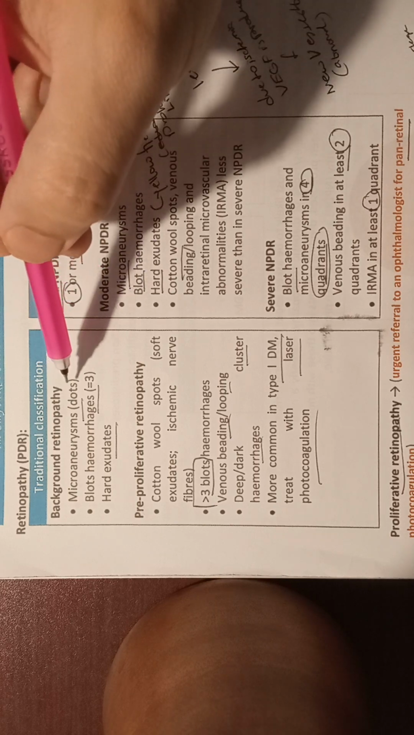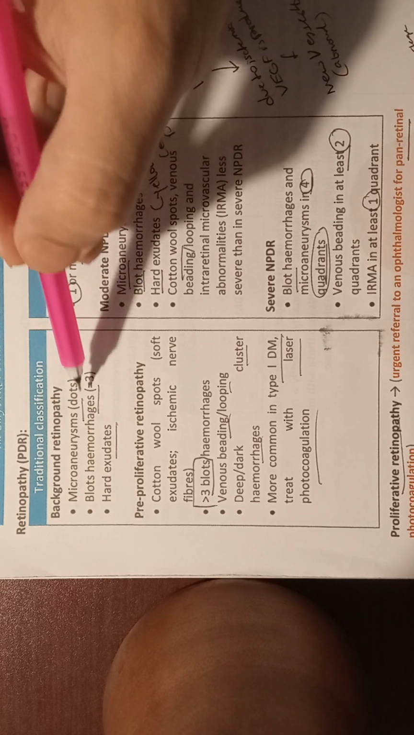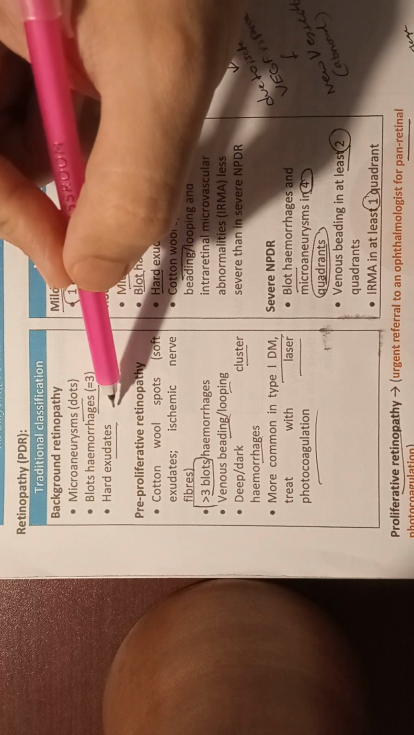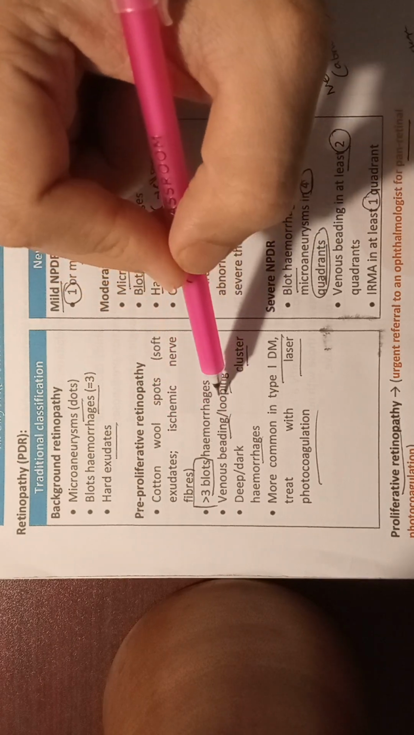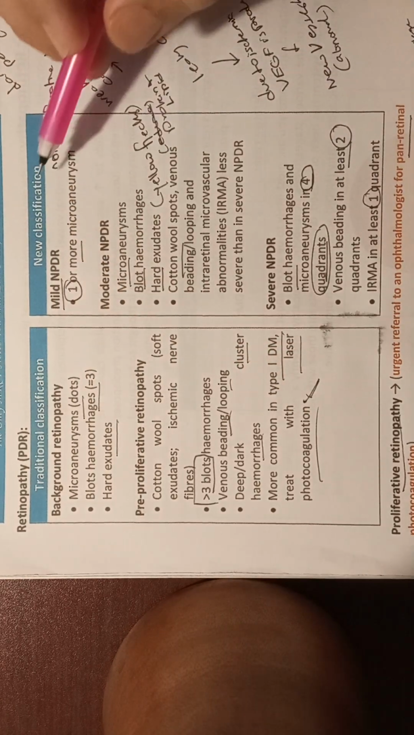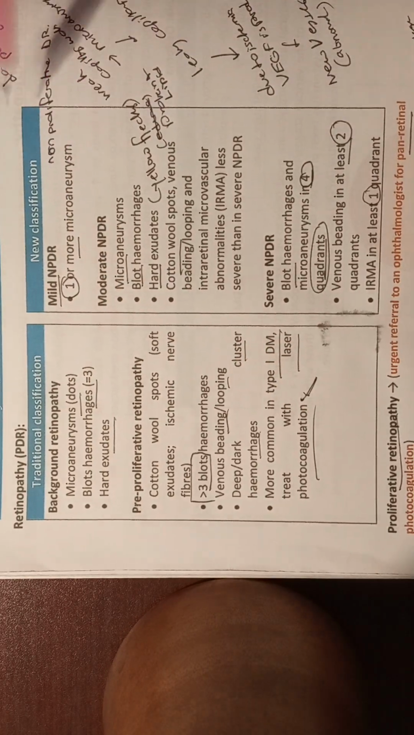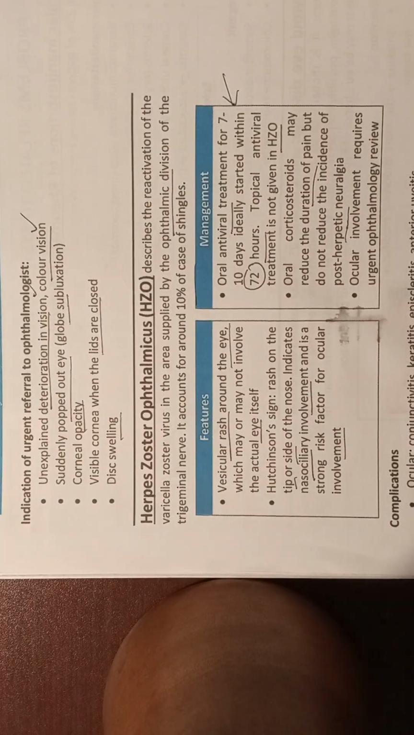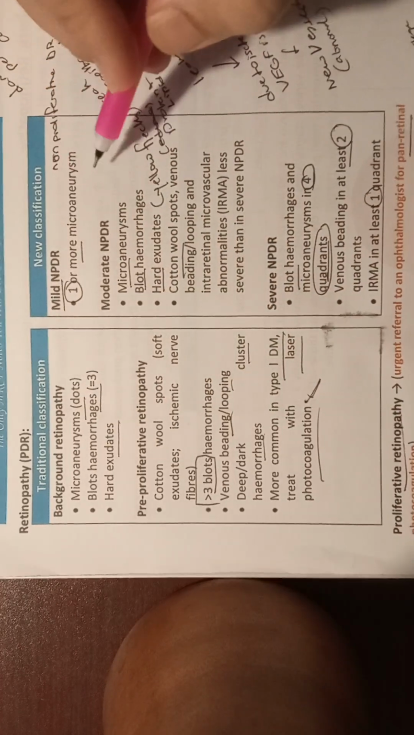There are microaneurysm dots, blot hemorrhages, and hard exudates. Pre-proliferative retinopathy has cotton wool spots, soft exudates, ischemic nerve fibers, more than 3 blot hemorrhages, venous beading, looping, deep dark cluster hemorrhages, more common in type 1, treated with laser photocoagulation. And for the new classification, mild NPDR, that is non-proliferative diabetic retinopathy, is one or more microaneurysms.